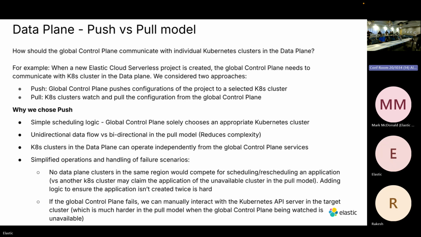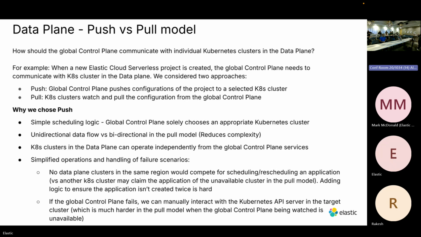I know push and pull is very difficult to understand. So that's why I put in an example, right? When a new project is created by a customer, the global control plane needs to communicate with the Kubernetes control plane in the data plane because they need to tell each other that, hey, I got a request, now you need to do something to manage that request, right? In those terms, what push means is that the global control plane would push some configuration to a particular data plane cluster, right? Whereas in a pull, the Kubernetes clusters in the data plane would continuously watch and pull the configuration from the global control plane, right?